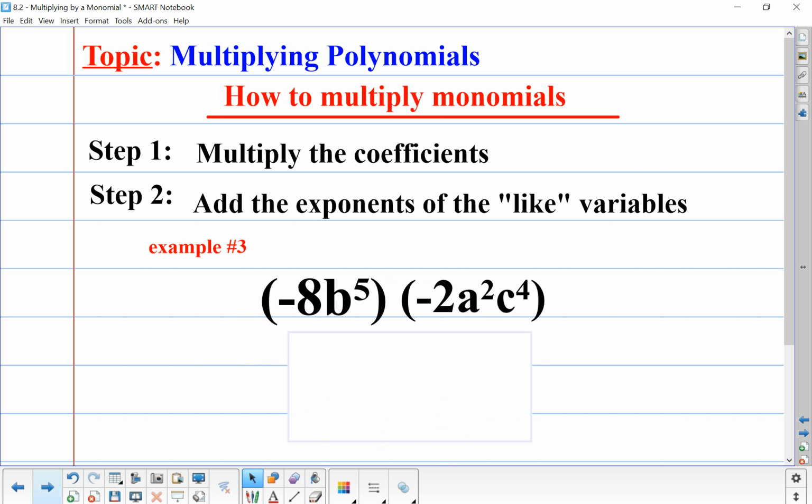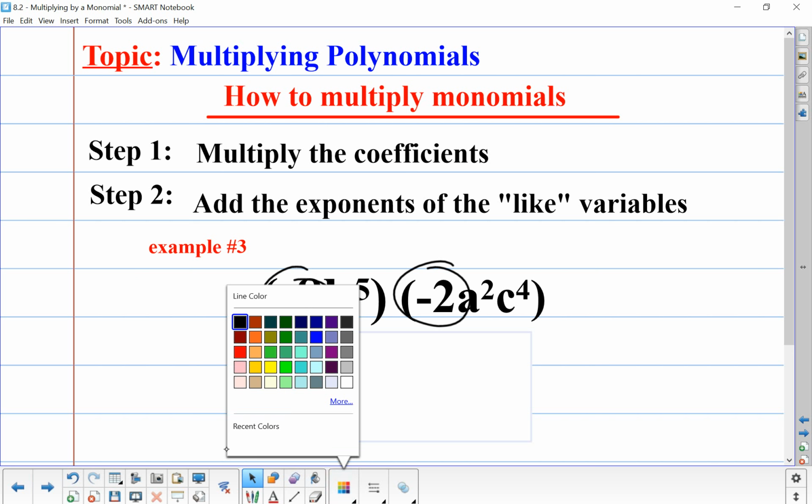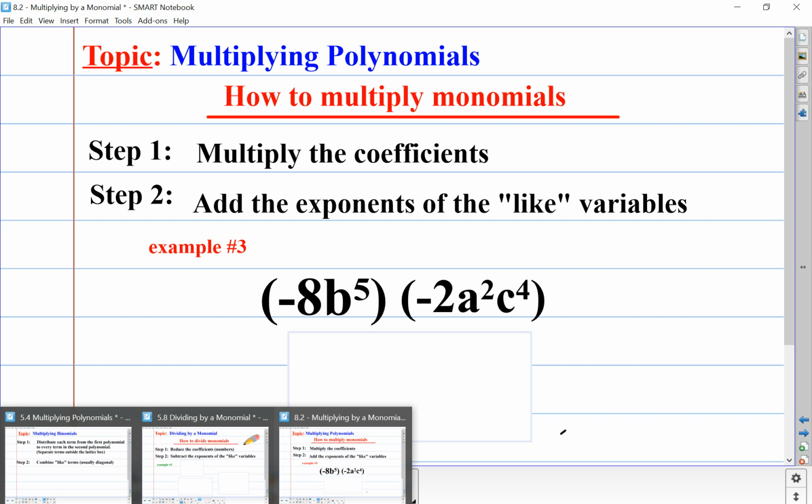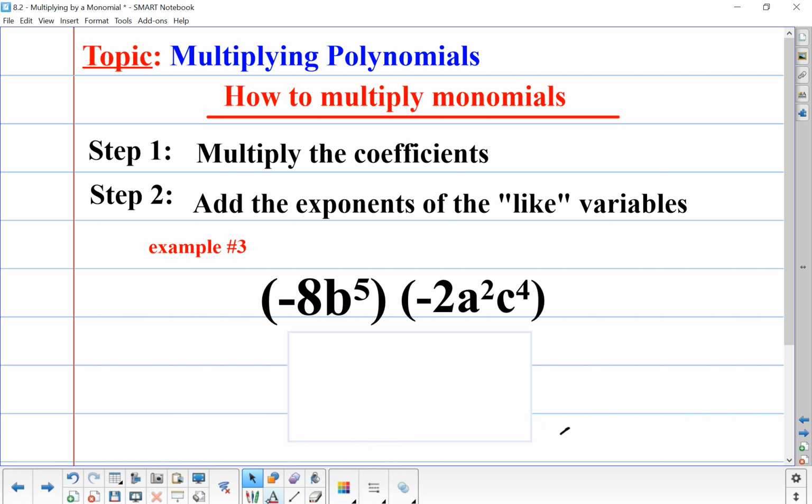Example number 3. Take a quick look at this and see if you can answer it on your own. Alright, so I think the coefficients are pretty easy to simplify here, so we're going to get a negative 16. I guess the question is, what about these variables? None of them match. None of them are like variables, so we can't actually combine any of these together or make them any larger.